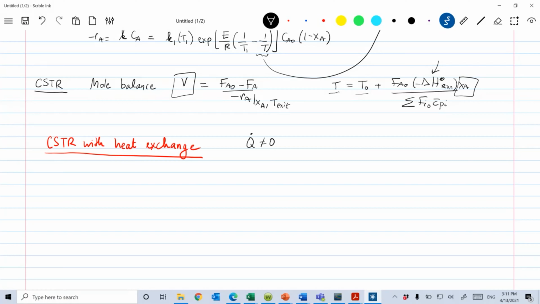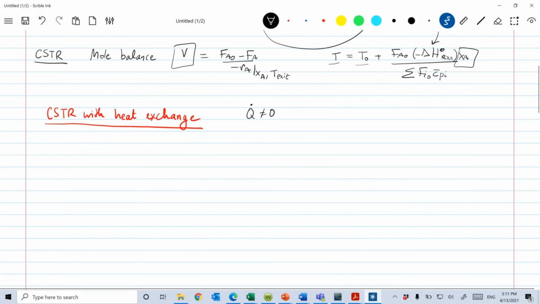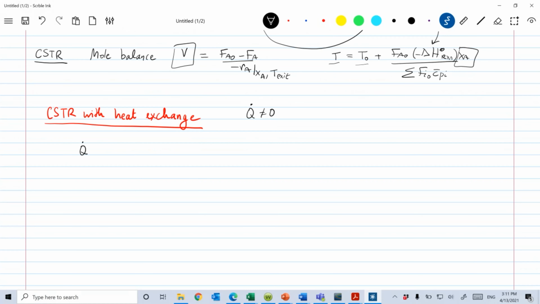For adiabatic, Q is 0. Then we looked at isothermal, where the change in temperature between the feed and the reactor is 0. Now we're looking at an example where Q is not 0, and the temperature difference from the inlet to the outlet is also not 0. This is where some very exciting things start happening for a PFR and a CSTR. So we can rewrite the energy balance.